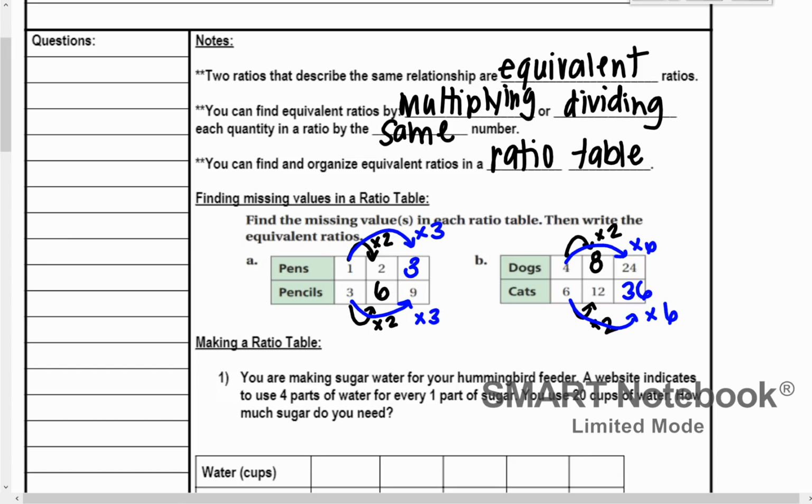Another way you could have done it is if you knew 8 times 3 is 24, you could have also done 12 times 3. Okay, now these are all equivalent ratios, 4 to 6, 8 to 12, 24 to 36, right? Because we're multiplying each of the numbers by the exact same number.